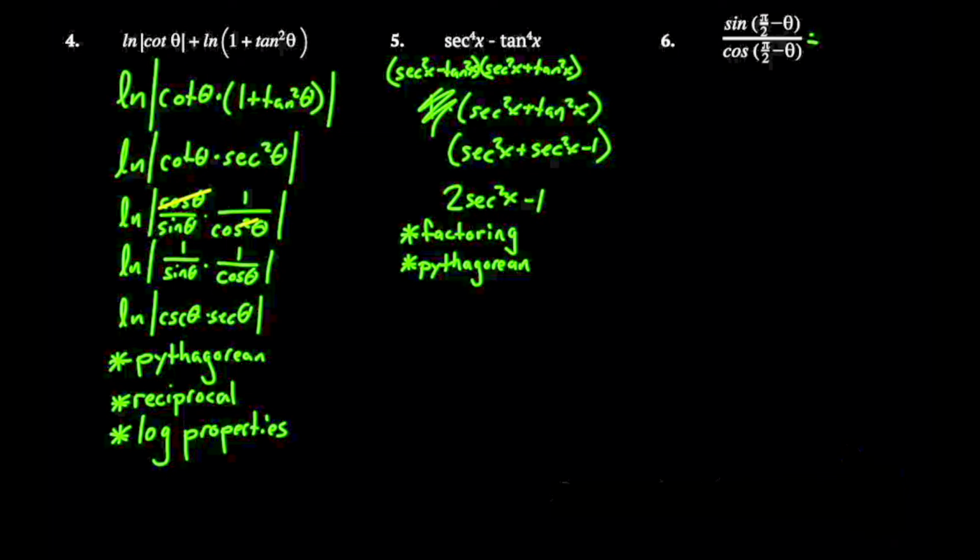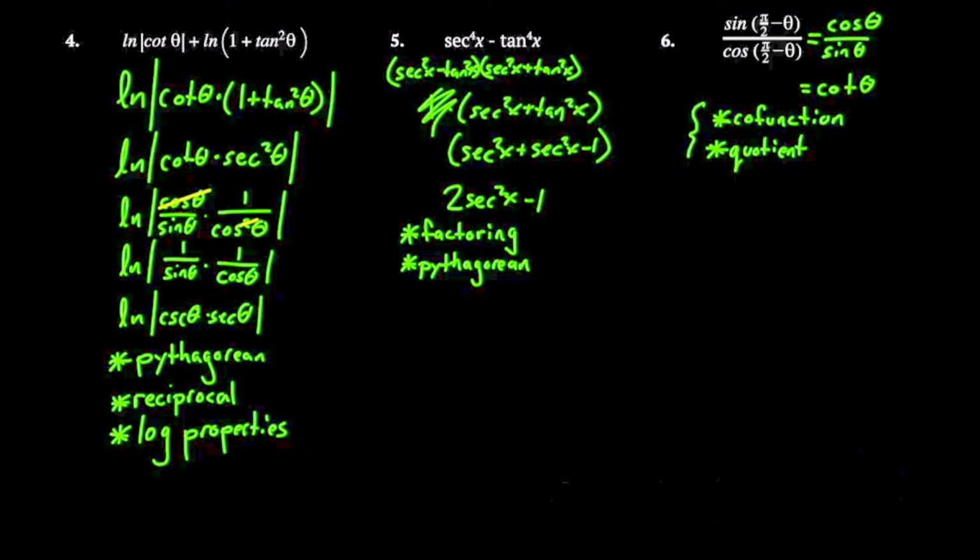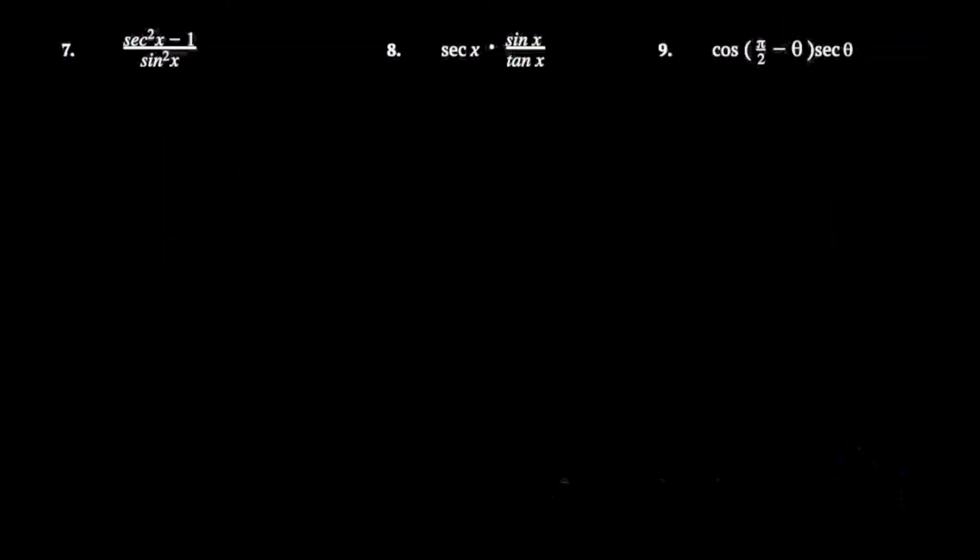This is a cofunction identity, so sine of pi over 2 minus theta is the same thing as just cosine of theta. And on bottom, cosine of pi over 2 minus theta is just sine of theta. And then cosine over sine can be simplified into just cotangent of theta. So this problem used cofunction and quotient identities.